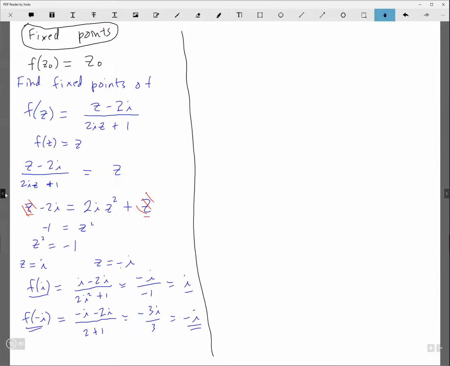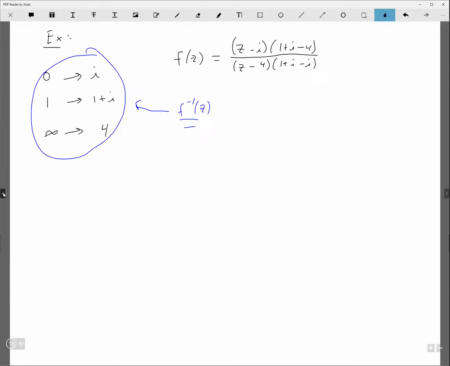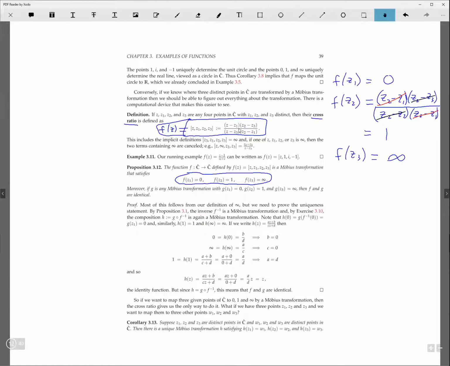Okay, now what I want to do is talk some more about this cross ratio. This cross ratio can help you find Mobius transformations. You can literally take any three points and map them to any three other points, and there'll be a Mobius transformation that does that. So you could take any three points in the extended complex plane and map them to any other three points in the extended complex plane. We're going to get to the cross ratio in a minute. We'll come back to that because we kind of introduced it a little bit.